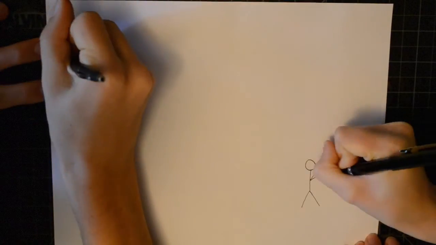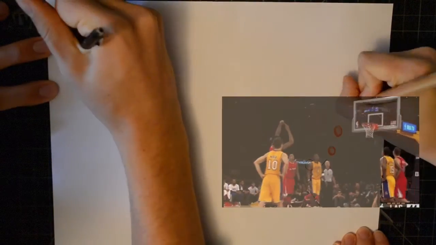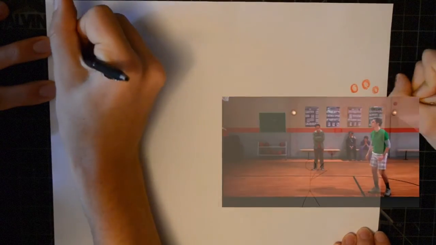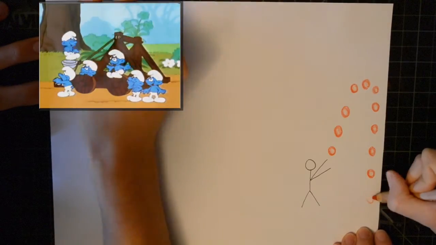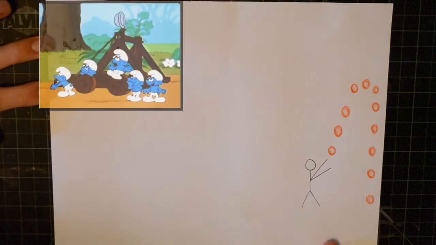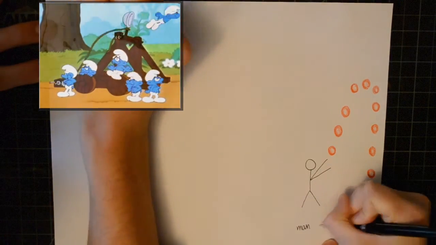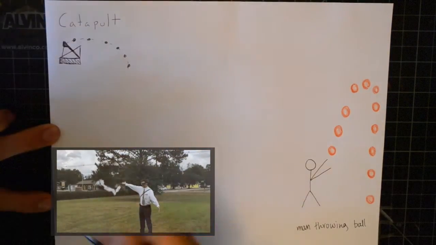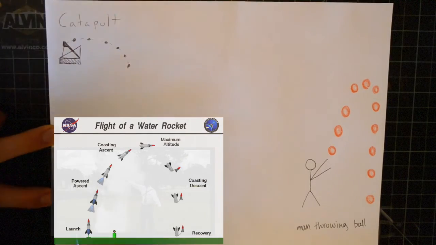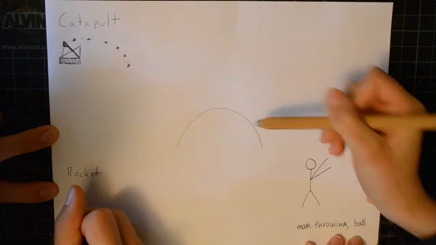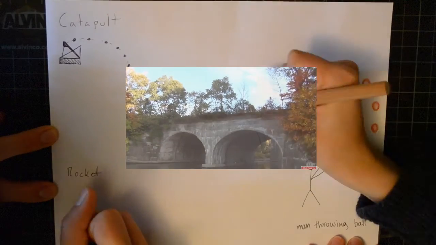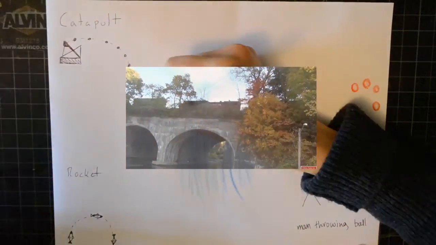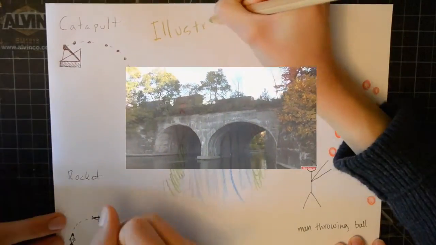Real-world examples of parabolas. Shooting a basketball. Launching a catapult. Rocket trajectory. Victorian bridges, which are all completely harmless.